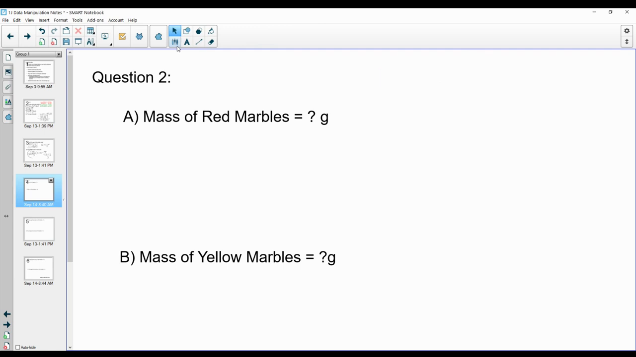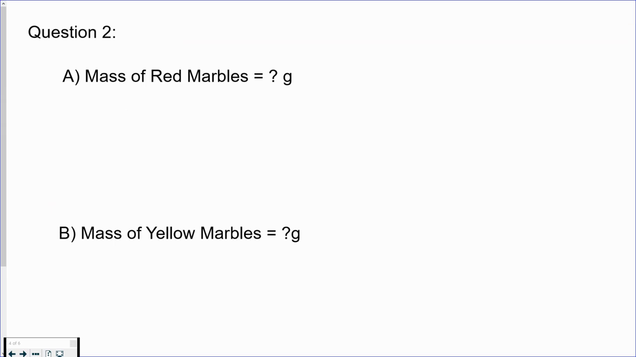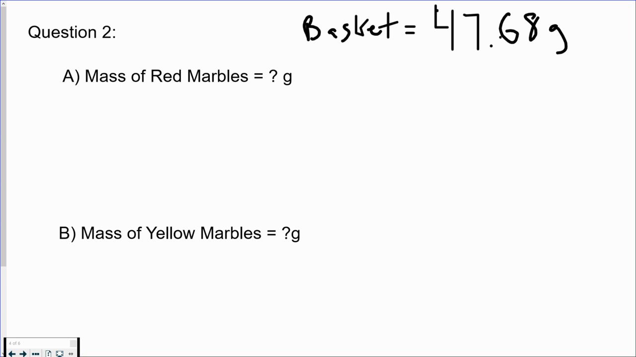There we go. So we have the basket, and that's going to be equal to 47.68 grams. You have the basket, yellow marbles, and red marbles.